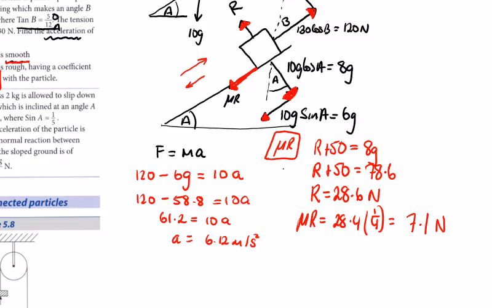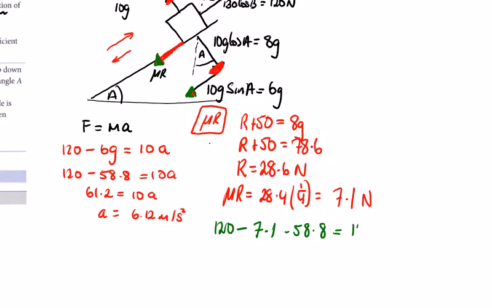So now I have an extra force to add in. What have I got? I still have this one, I'm going to color them in green. I have 120, but now I need to take away mu R, 7.1, as well as this 6g, which was 58.8. Just double check they're the only ones we need. The only other two R's were up and down. So that's my resolved forces. That has to be equal to mass times acceleration, which is 10 times a from before. So instead of having 61.2, we have to take away an extra 7.1, so 54.1.